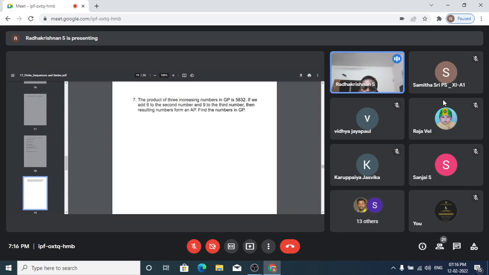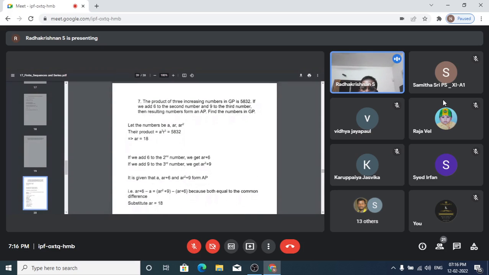Okay, look at this. The product of three increasing numbers in GP is 5832. There are three numbers in GP, and their product is 5832. If we add 6 to the second number and 9 to the third number, then the resulting numbers form an AP. Find the numbers in the GP, the original numbers. There is no big difficulty here. So I will show this to you.